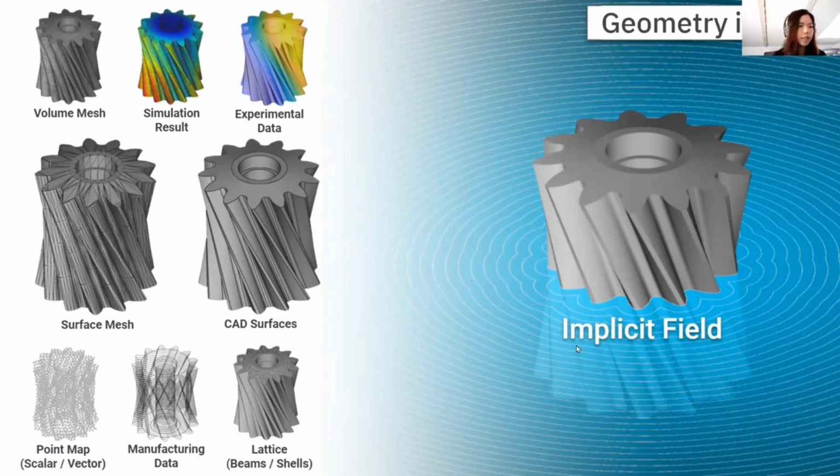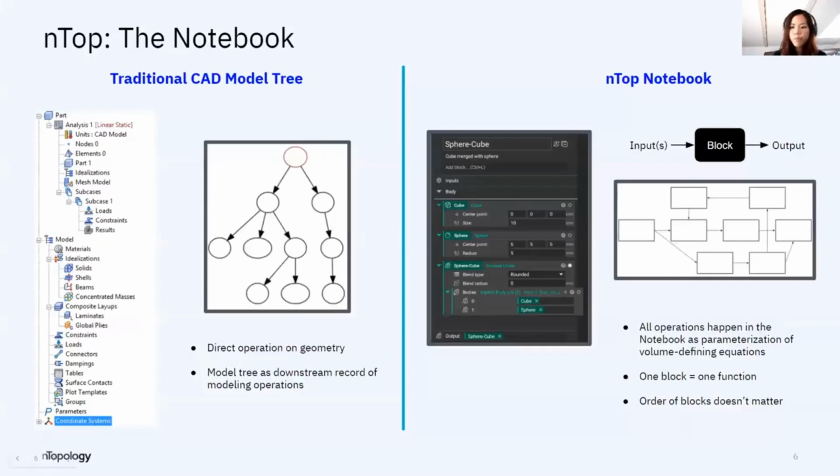So this visual representation is called the implicit body. And as you can see here, there are no edges or faces, just this volume and a field that is associated with it. And this is also what makes it easy to convert each file type you see on the left into one another and back.